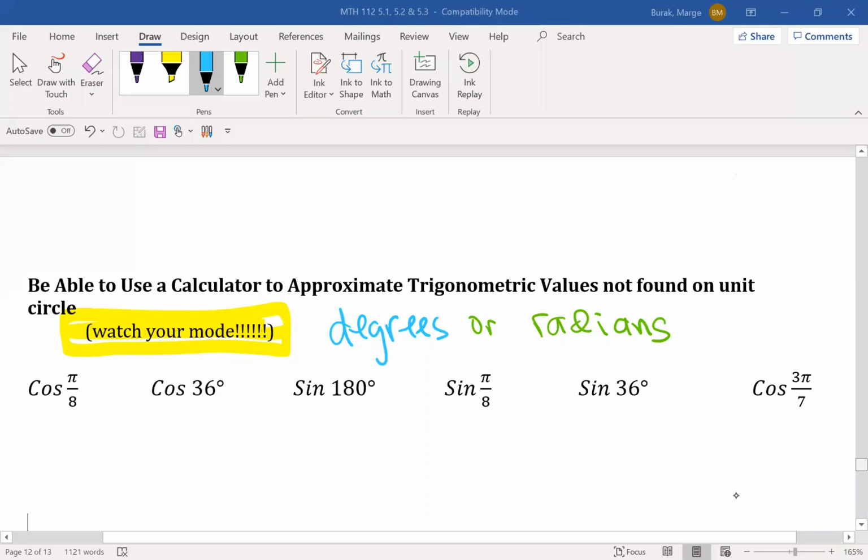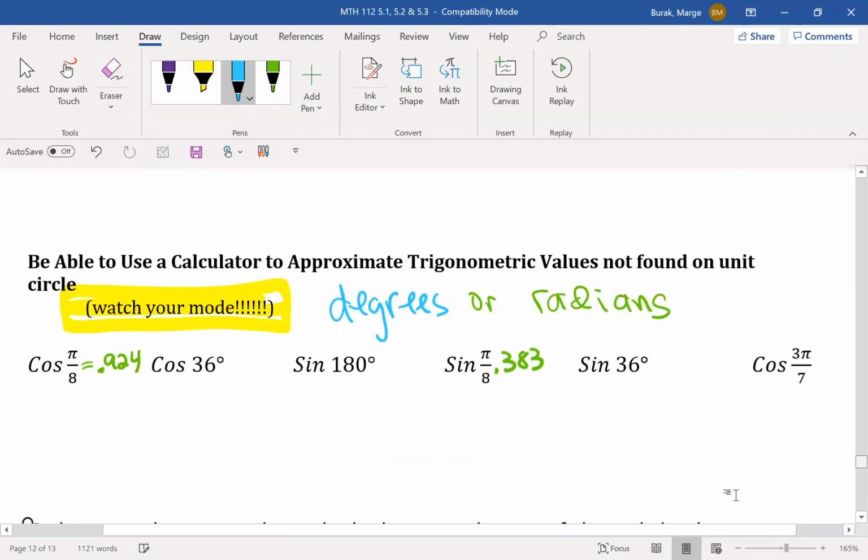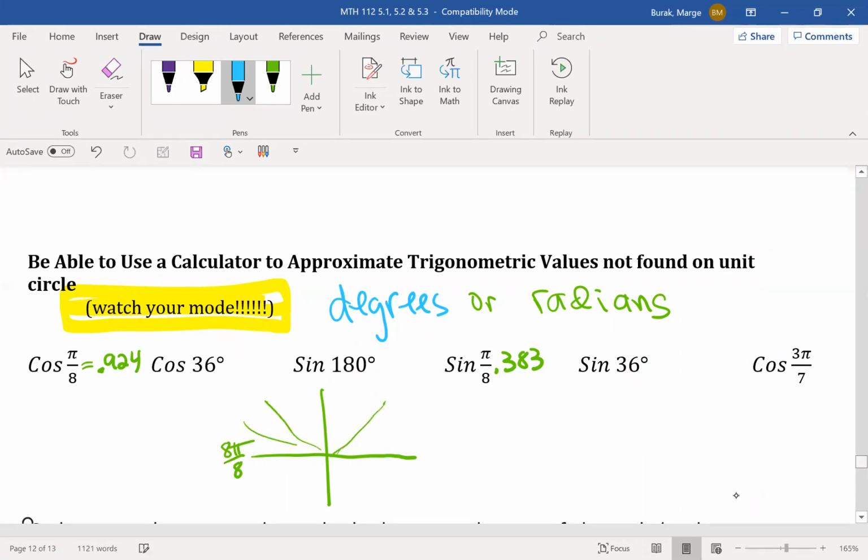All right, so when I said the cosine of pi over 8 was 0.924, and the sine of pi over 8 was 0.383, let's just see what that means. That means that if you're on the unit circle and you go to pi over 8, now we know this is 8 pi over 8. And so we're going to cut these in 8ths. So that's 4ths, like this would be 4ths, and then cut those. So pi over 8 is right here.